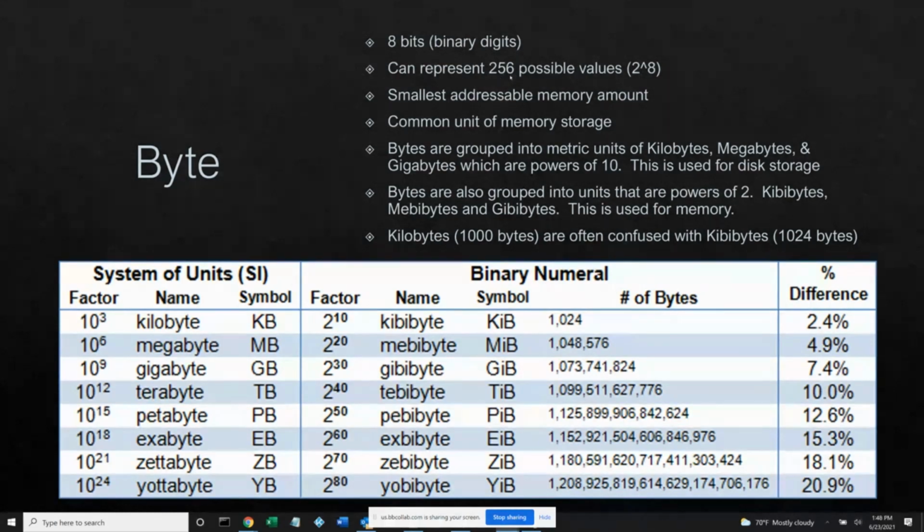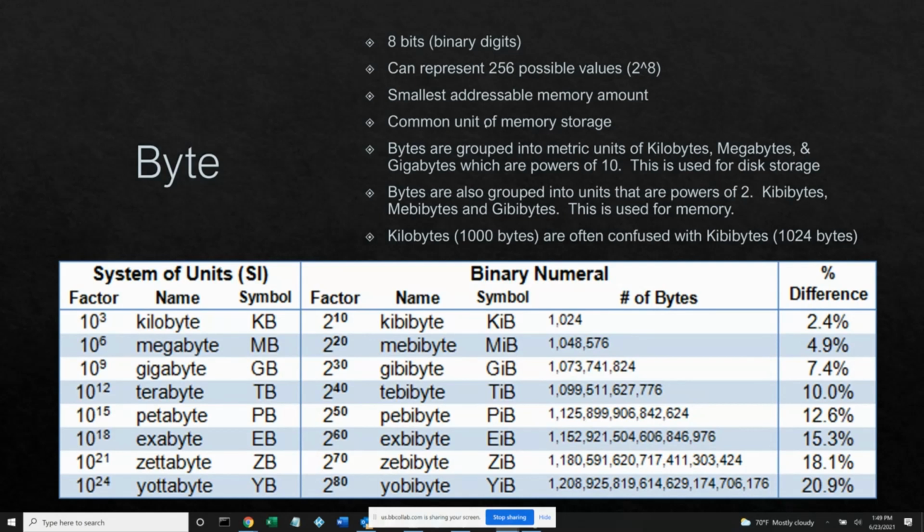Now note that's if we're using what's known as a signed value. Let's say we want to represent an integer, and only positive values, which would be an unsigned value. What we can do with that is represent 0 through 255. So again, there are 256 possible values, but that includes 0, of course. And as we said before, we're talking about memory. A byte is the smallest addressable memory amount, and that is, of course, a common unit of memory storage.